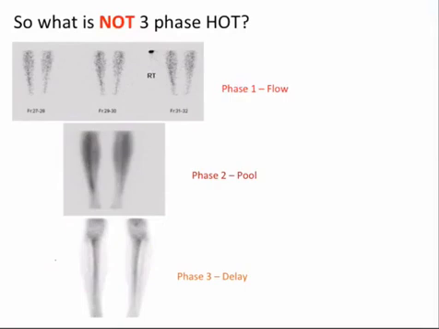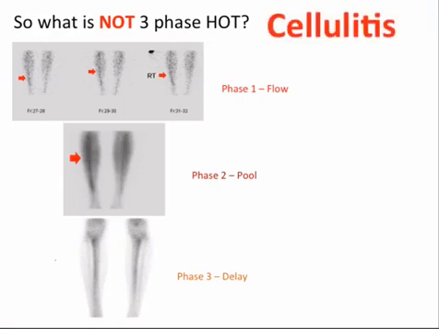So for example, this is the situation where we've got hot on flow asymmetrically there and in the pool, but the delayed phase is normal, it's symmetric. So this is cellulitis. It's probably the main reason that you do an extremity 3-phase bone scan: osteomyelitis versus cellulitis. Osteomyelitis is 3-phase hot, cellulitis is only 2 phases. Because so many things are 3-phase hot, it would be easier to write the multiple choice question as which of the following is not, making cellulitis the answer, because a lot of stuff is 3-phase hot.